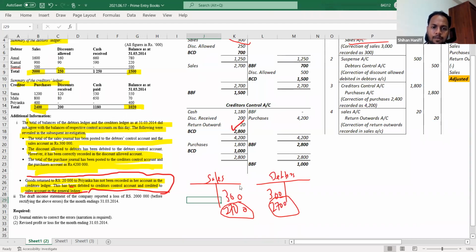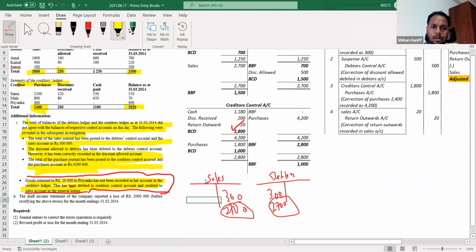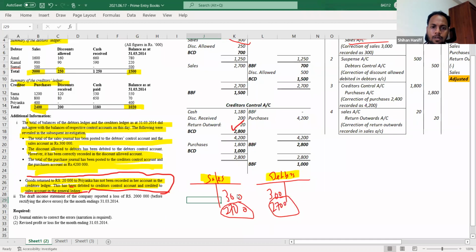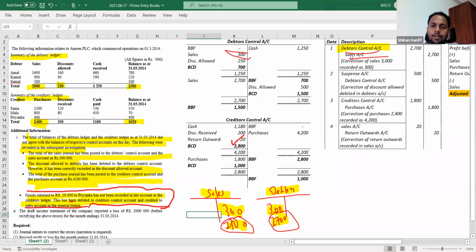So I was telling you, the sales account and the debtors account. The error is that both were credited 300. The debtors account should be debited 300, and the sales account credited 300. So to correct this, we have to credit and debit 2,700 to debtors and sales. So that is the double entry. Same way you can do the rest.